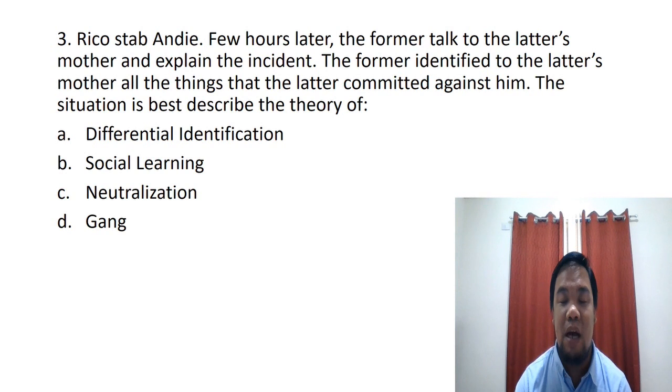Okay, so based on the situation, the former who stabbed the latter, Rico, who stabbed Andy, explained the circumstances surrounding the incident. So the best answer here is neutralization theory. Neutralization is justifying, explaining, or rationalizing the acts in order to neutralize the incident or the feelings of the offended party.